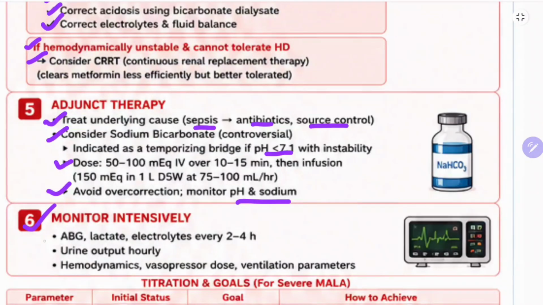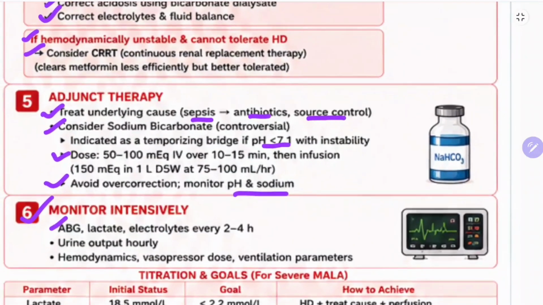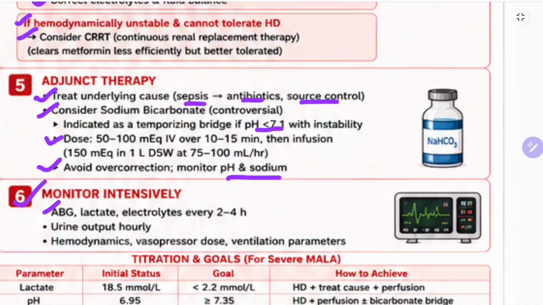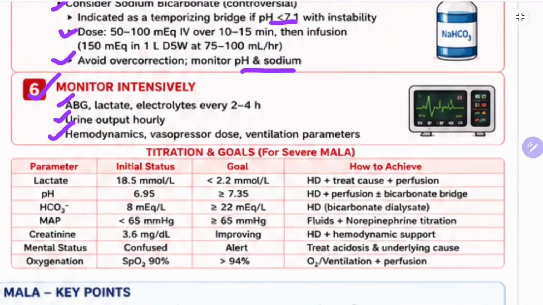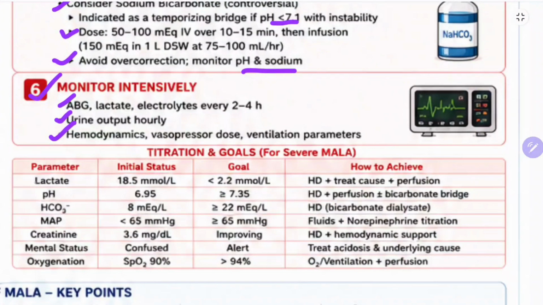Monitor intensively: ABG, lactate, electrolytes every 2 to 4 hours. Urine output hourly. Okay. Hemodynamics, vasopressor dose, ventilator parameters. Titration and goals for severe MALA. Initial lactate is 18.5. Our goal is less than 2.2. How to achieve? Hemodialysis, treat the cause, restore the perfusion.